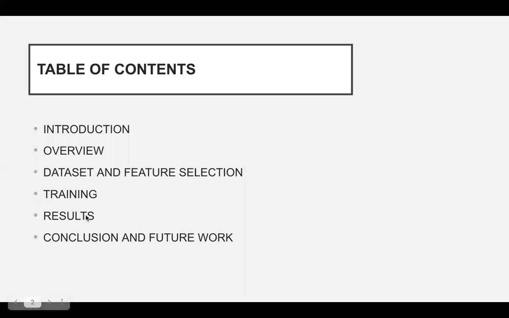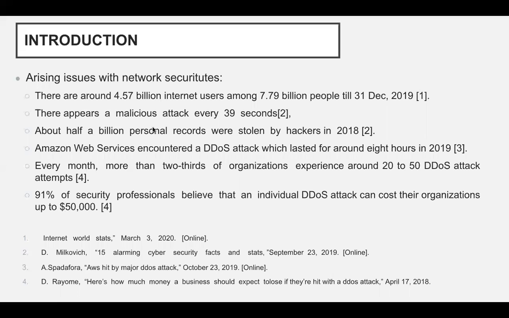and conclusion. In the introduction section, I will be presenting the problem we are trying to solve. Then I will give a brief overview of what we have done to solve the problem. After that, I will explain the dataset and their feature selection process. Then I will explain the training of machine learning classifiers, followed by the results. And finally, I will end the presentation with conclusion and some future works.